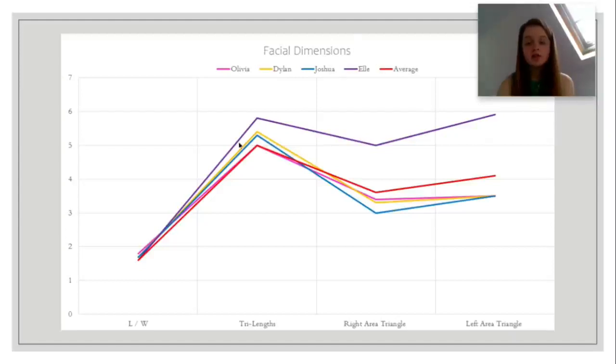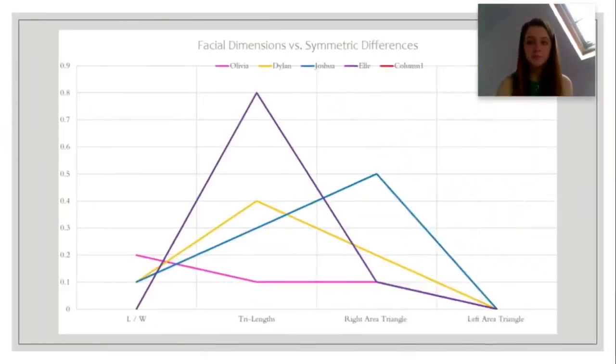And then we have Ellie. She's pretty much like an outlier, not really even close to the other ones, which is why she was least symmetric. Okay, this is my final graph.